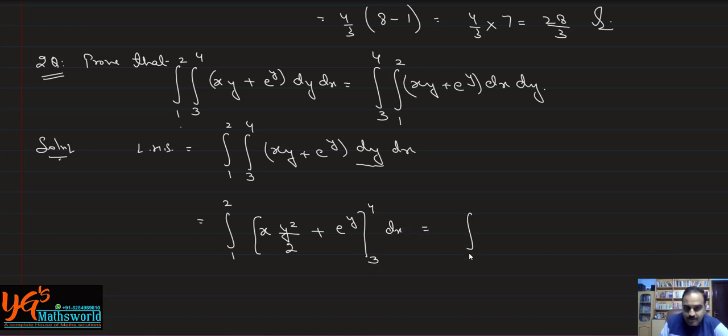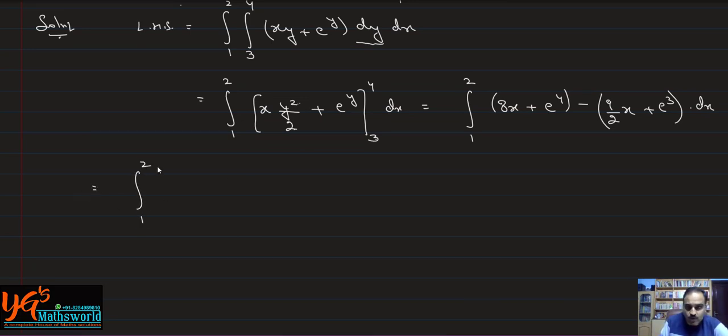So it will be 1 to 2, now upper limit. If I substitute instead of y, I have to substitute the value 4. So 4 square will be 16. 16 by 2, that will be 8x plus e raised to power 4, that is upper limit, minus lower limit 3. So if I substitute 3 here, 3 square will be 9, 9 by 2 of x plus e cube, and then we have dx.